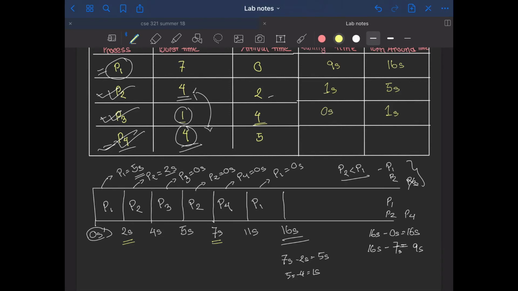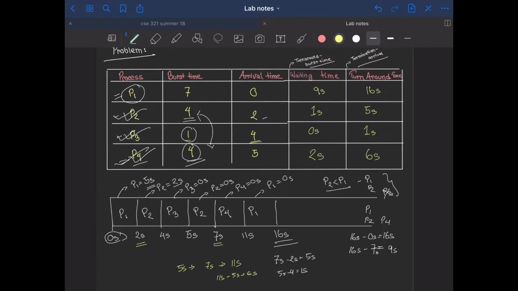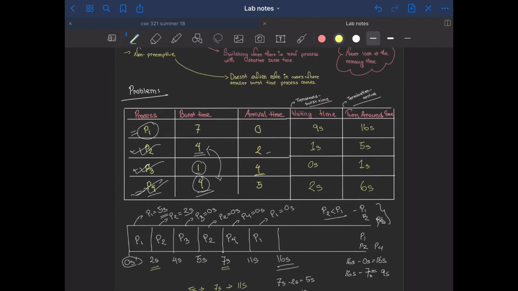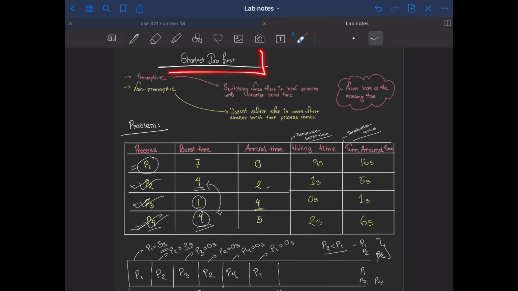In terms of P4, so P4 came into the RAM at the 5th second. However, it got the CPU at the 7th second and ended its work at 11 seconds. So 11 minus 5, that's 6 seconds for its turnaround time, and the burst time was 4, so it waited for 2 seconds. And this is the whole preemptive process of shortest job first. So this is what you have to answer, and this would be the answer.